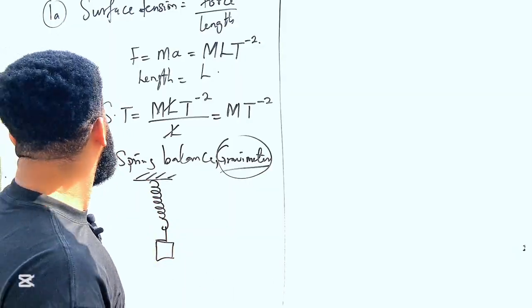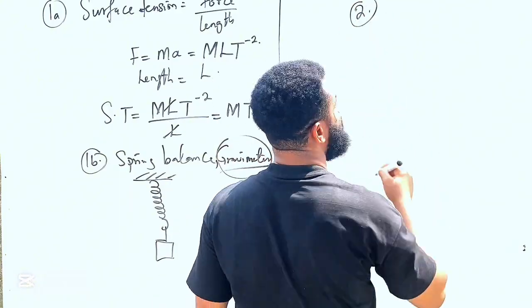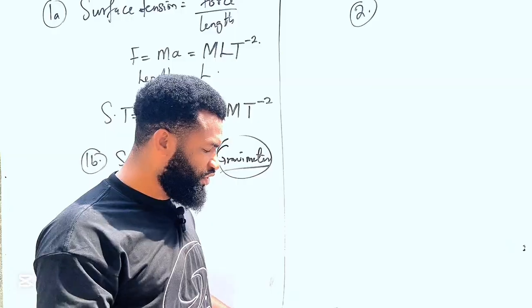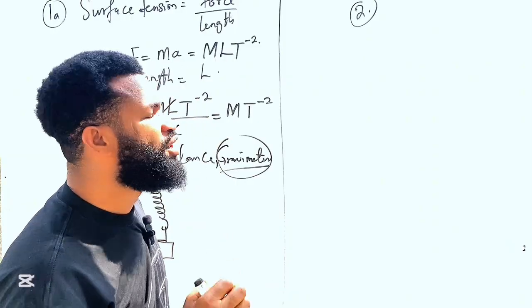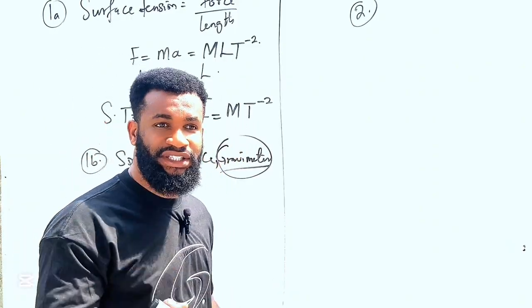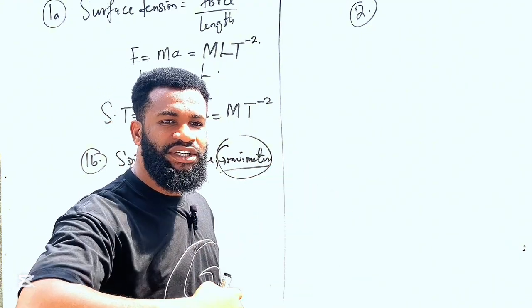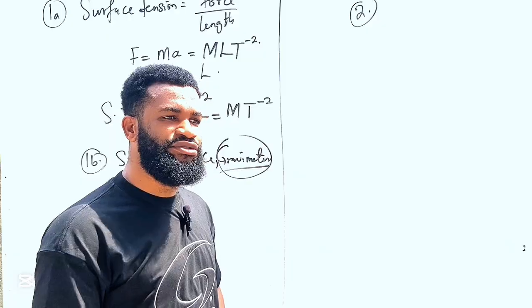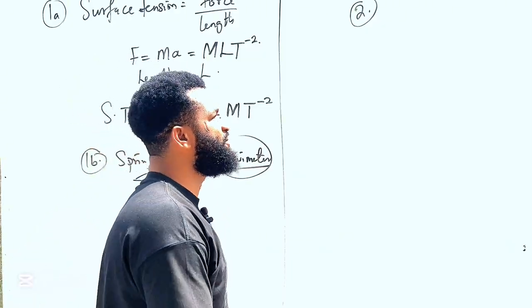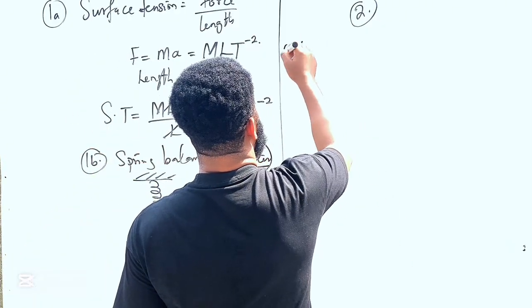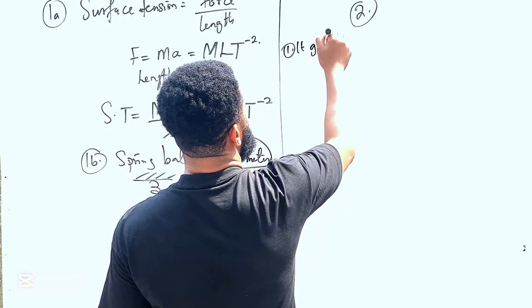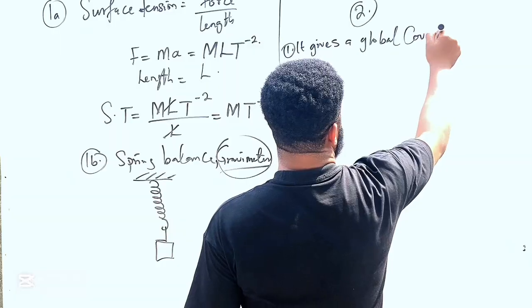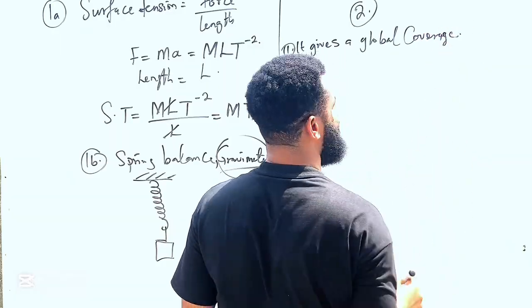In number 2 question, they say we should state two uses of a polar satellite. A polar satellite is a kind of satellite that orbits along the poles. The uses of such a polar satellite are, number one, it gives a global coverage.